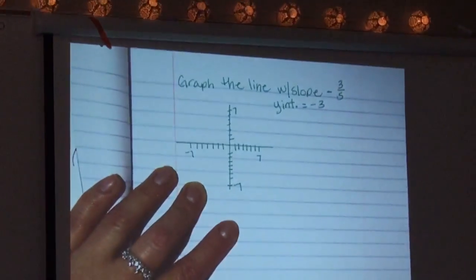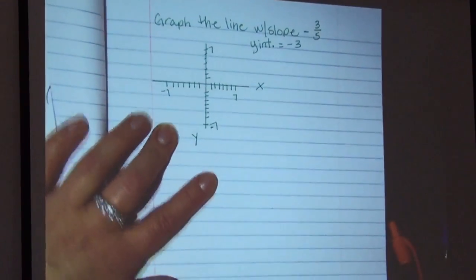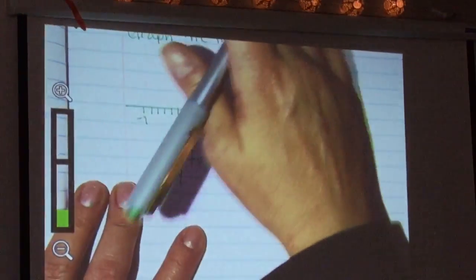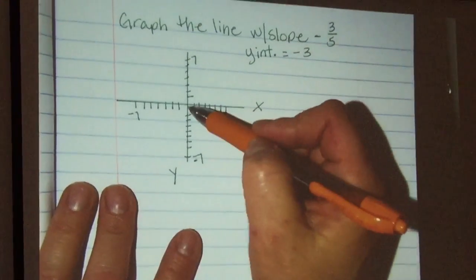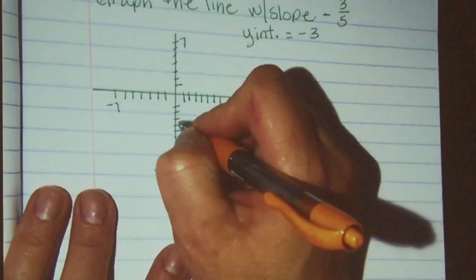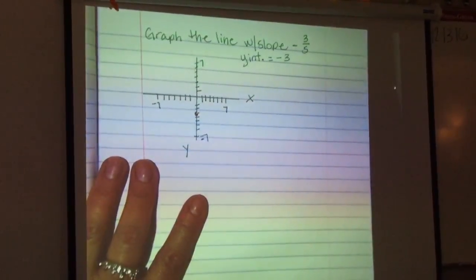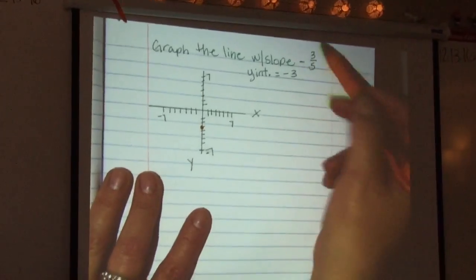Does that make sense? Again, you have your x and you have your y-axis. If your y-intercept is -3, you go to your y and you find -3. Here's your 0. You go 1, 2, 3, put a dot. Make sense? My slope is what? What's the slope?